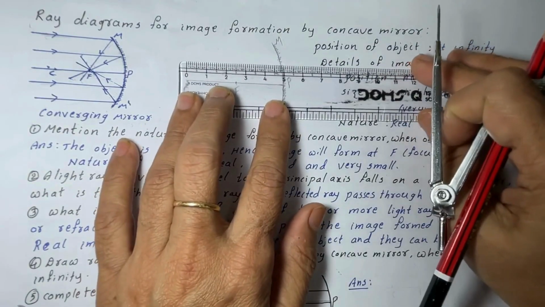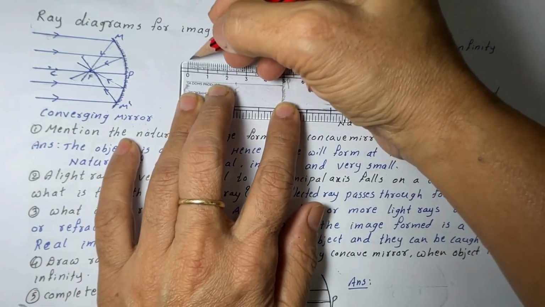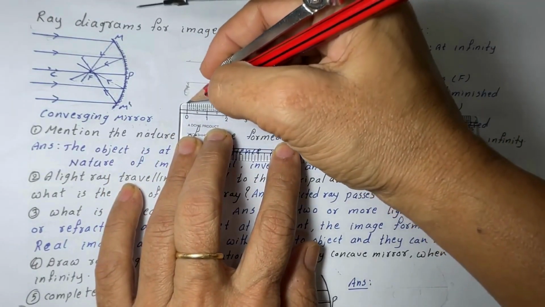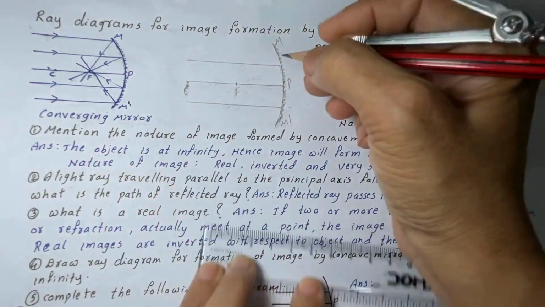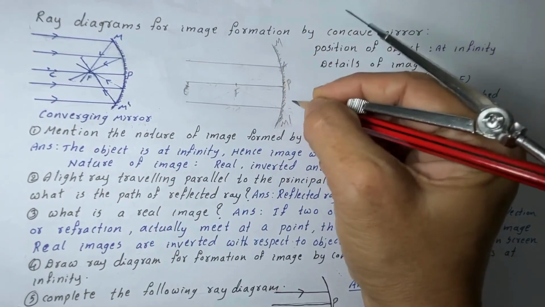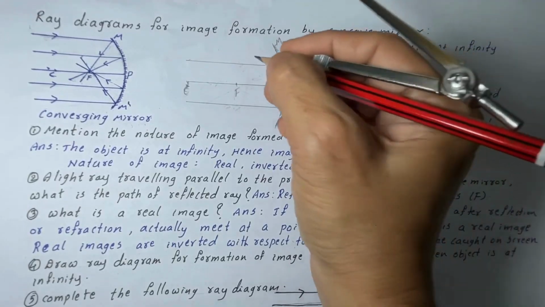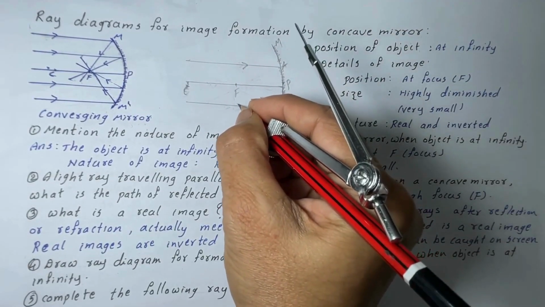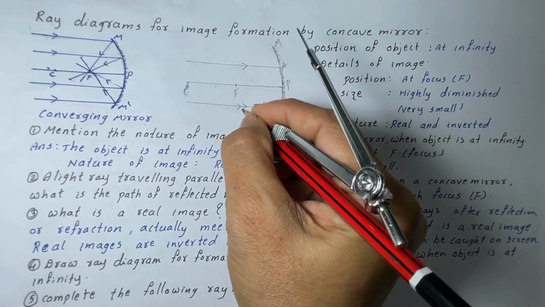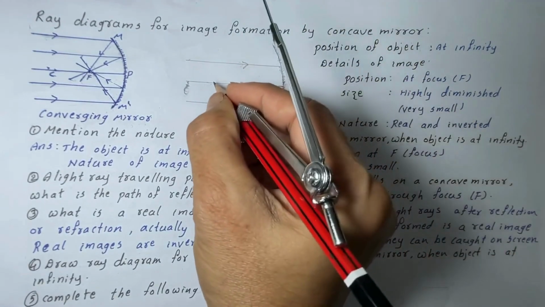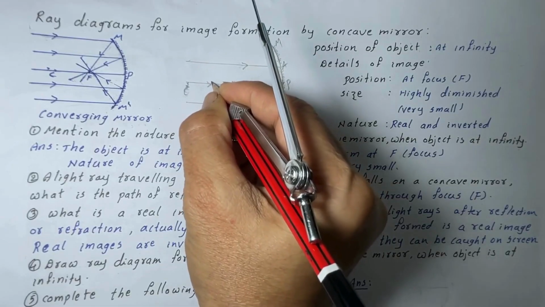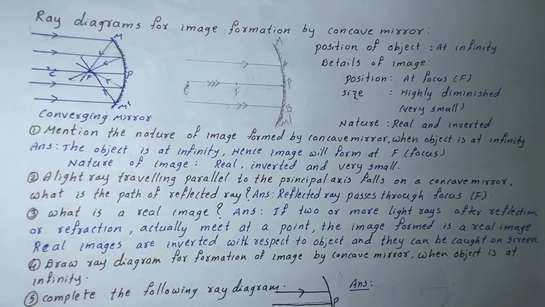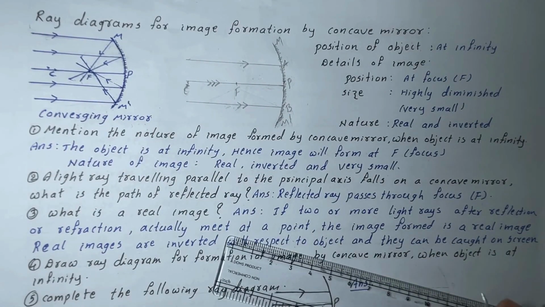Now draw two lines which are parallel to the principal axis. These two lines strike the mirror at two different points A and B. Suppose this is the first incident ray coming from the object which is at infinity, and this is the second incident ray, and this is the third incident ray which is coming from the object and passing through the radius of curvature or principal axis.